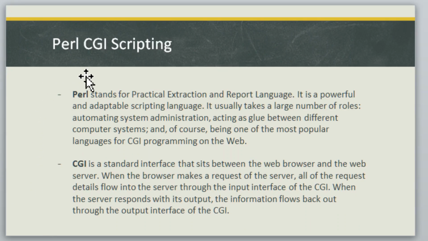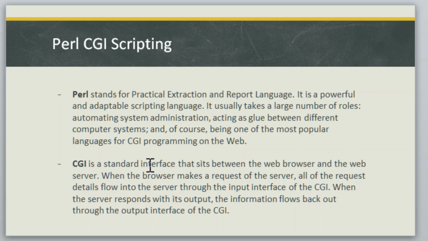So there is also Perl CGI scripting, and Perl stands for Practical Extraction and Report Language. It is a powerful and adaptive scripting language. It usually takes on a large number of roles, automating system administration, acting as glue between different computer systems, and of course being one of the most popular languages for CGI programming on the web.